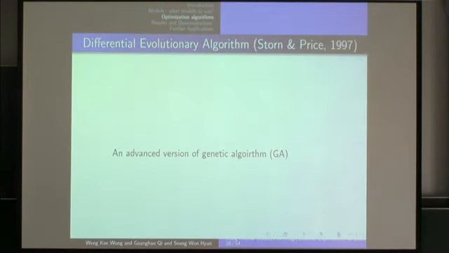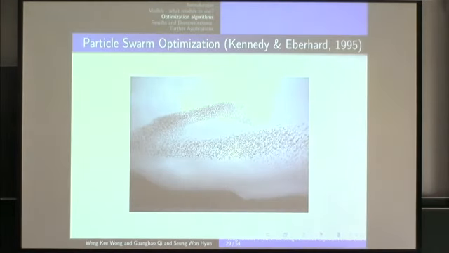So what is GA? Some of these algorithms, well, most people know GA. Differential evolution is an advanced version of this. So actually, if you want to use GA, you might as well use differential evolution. I'm not going to talk a lot about the details of this. They are all over the internet. So particle swarm, I'll say a little bit more because that's what I'm using.